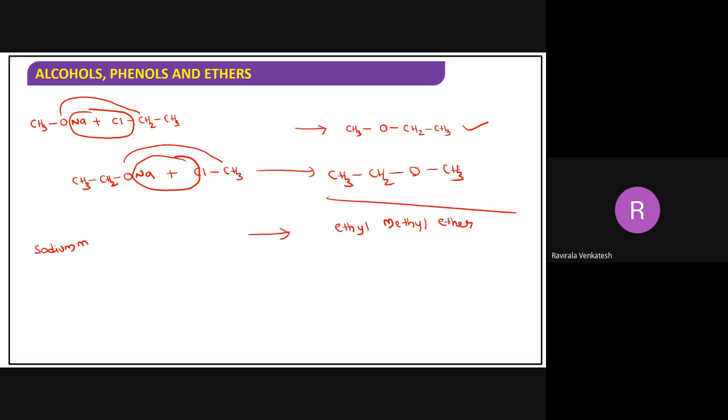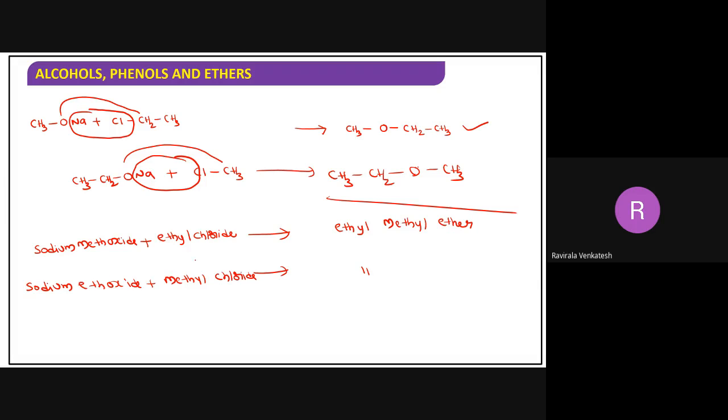Sodium methoxide plus ethyl chloride. Any halide you can take: ethyl chloride, ethyl bromide, ethyl iodide also. Except fluorine, we can take chlorine, bromine, iodine. Ethyl chloride is one combination. The second combination for getting ethyl methyl ether is sodium ethoxide plus methyl chloride.